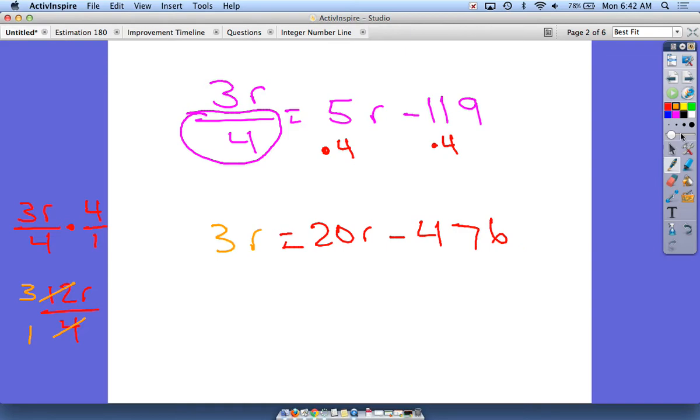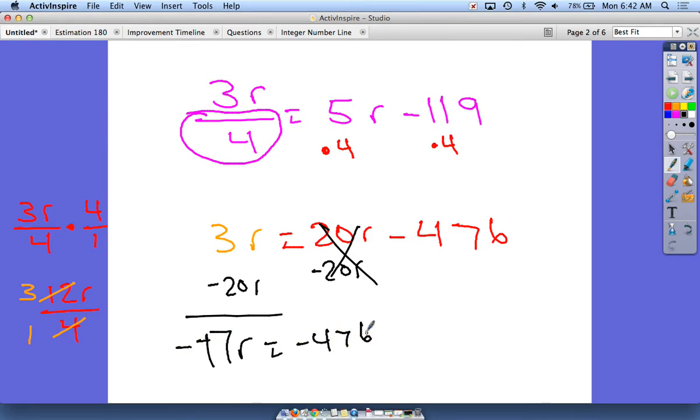Now I go through my problem solving process. I'm going to subtract 20r, negative 17r equals negative 476. Now here I don't really know what this is going to be, I mean I can probably estimate it, but I'm just going to make sure that I know what problem I'm doing first. In order to cancel this out, I'm going to divide by negative 17. That's going to cancel that out and just leave me with r.